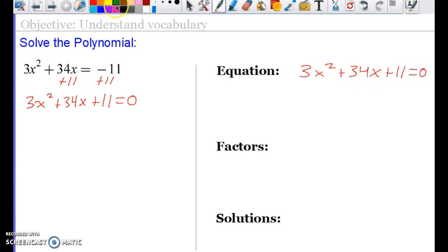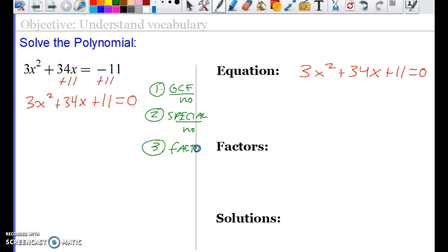And now I want to solve by factoring. First, go through the algorithm. Is there a greatest common factor for these terms? 3, 34, 11, nope. x squared, x, no x's. So there's no greatest common factor. Special case, do I have a perfect square in the first term or the last term? Nope, 3 and 11 are not perfect squares, so no special case. So then we're down to just good old factoring.